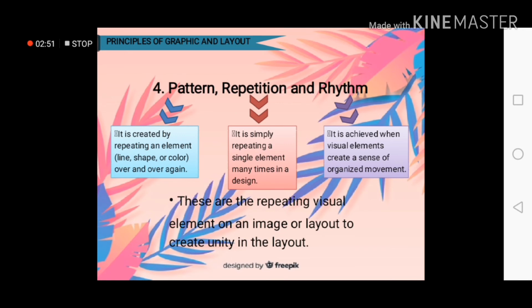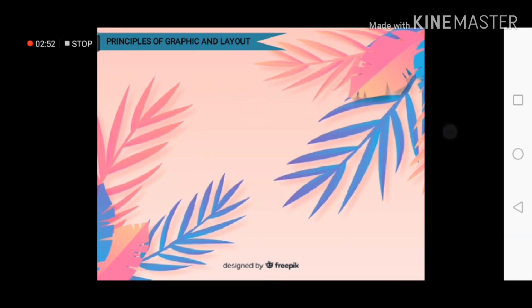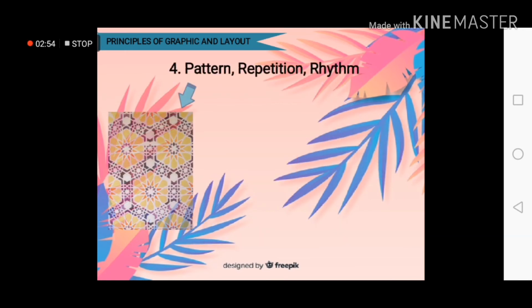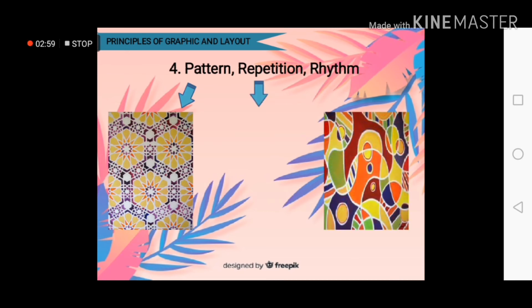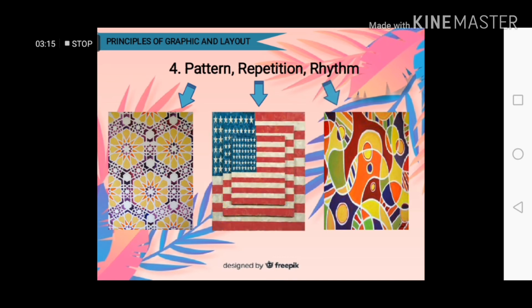So here are some examples of pattern, repetition, and rhythm. For the pattern, as you can see, the elements are just repeating until it creates a pattern. And in the repetition, the image is just repeated until it creates a design. And for the rhythm, as you can see, its elements created a sense of organized movement.